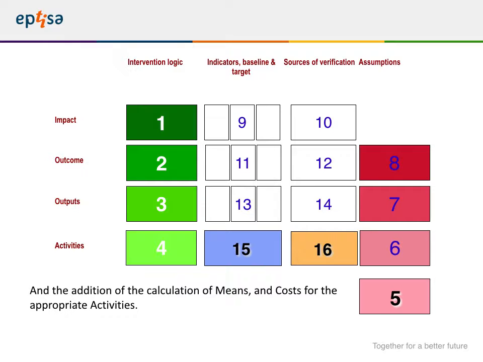So, the sequence of completing the log frame looks like this. And the final two items, noted here 15 and 16, are at the activity level. And this presents the budget. It presents the budget, but also what the budget is paying for. So the means, the resources, the people, the expertise, and so on.